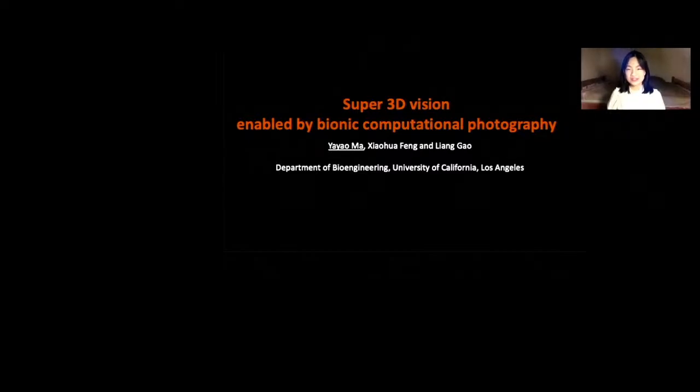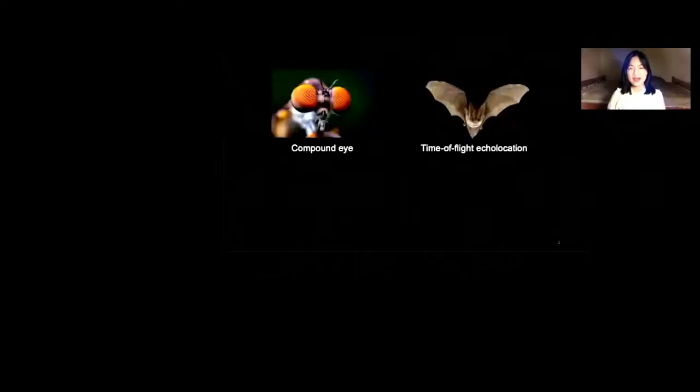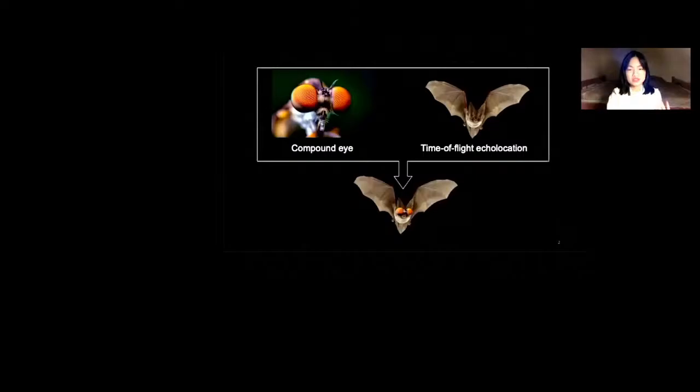Hi, welcome to this video. We're from UCLA, and I will introduce our powerful bio-inspired camera. Our camera is inspired by two living systems: the compound eyes in flies that give them super vision, and the time-of-flight echolocation that helps bats locate the target. The combination of them then gives super 3D vision.